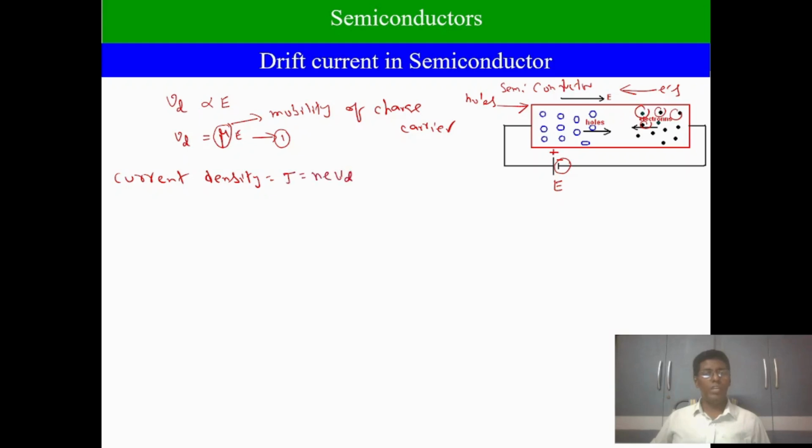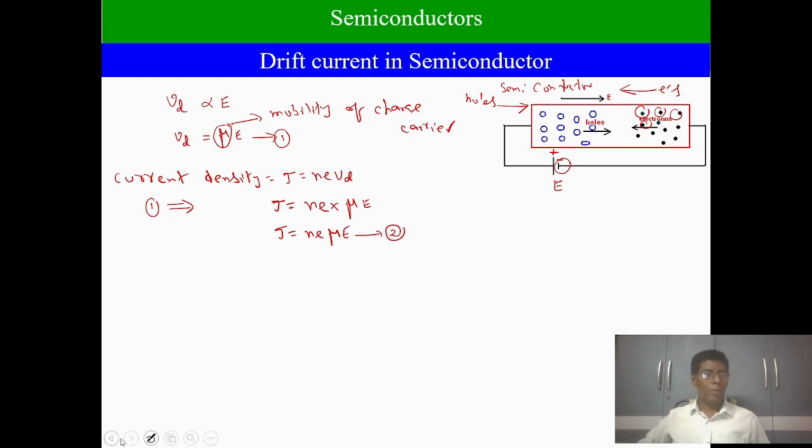n e Vd, where n is the number of charge carriers, e is the charge of the charge carrier, and Vd is the drift velocity. Now in this equation, I am substituting equation number 1. The current density of the semiconductor becomes n e into, in place of Vd, mu E. Rewriting once again, J is equal to n e mu E. Let us take this as equation number 2.